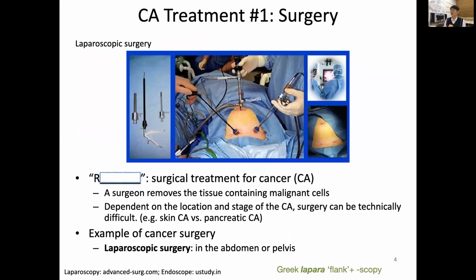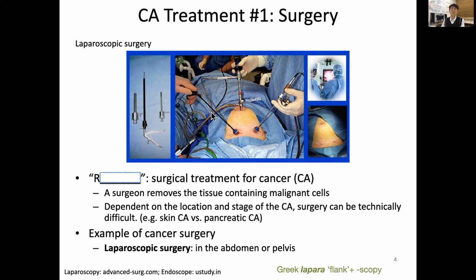So then let's discuss the conventional treatment of cancer. First, surgical resection or surgery; second, radiation therapy; and third, chemotherapy. These three are conventional therapy. We will go through them one by one here. So the first one is surgery.